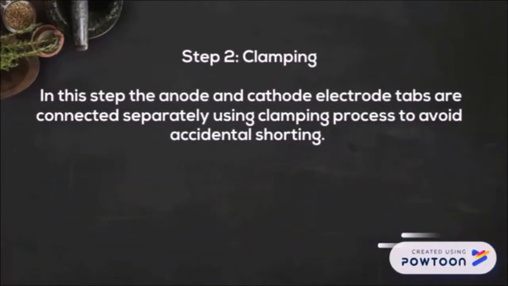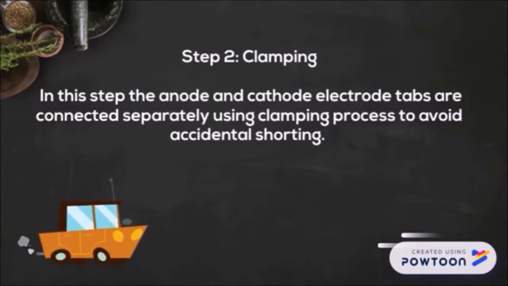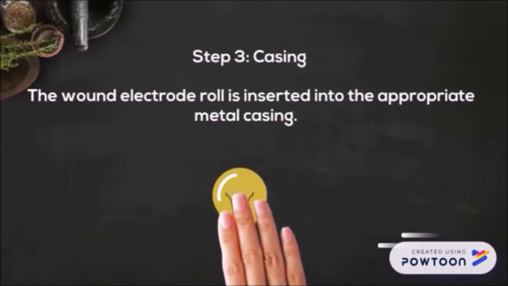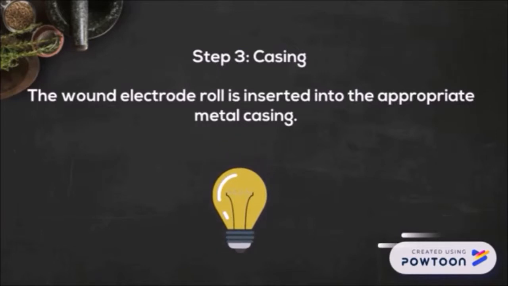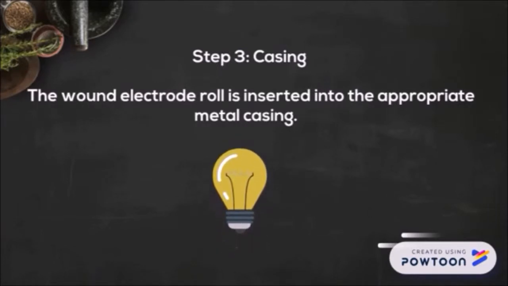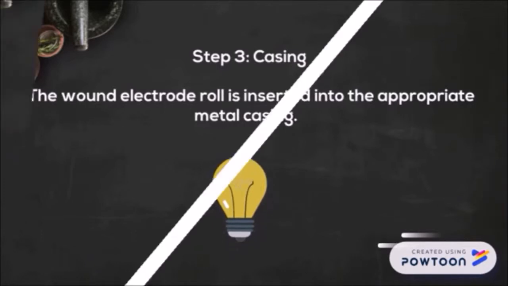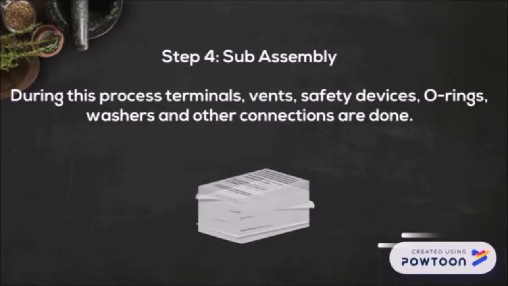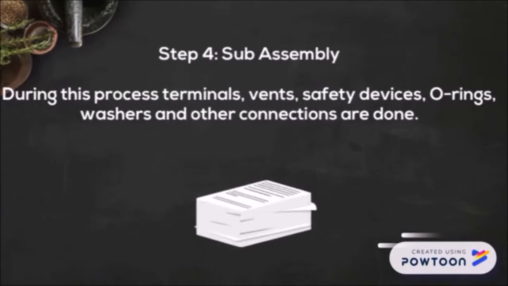Step 2 is clamping. In this step the anode and cathode electrode tabs are connected separately using a clamping process to avoid accidental shorting. Step 3 is casing. The wound electrode roll is inserted into the appropriate metal casing. Step 4 is subassembly. During this process terminals, vents, safety devices, O-rings, washers and other connections are done.